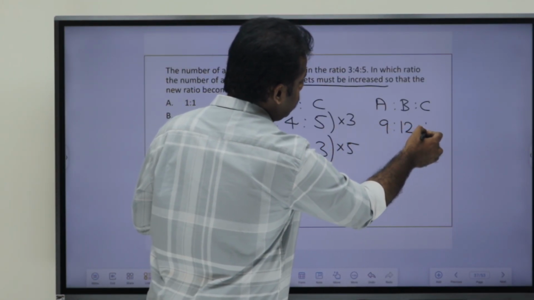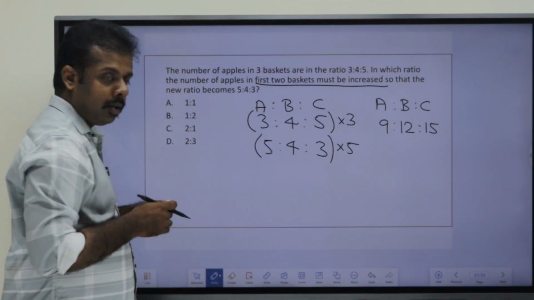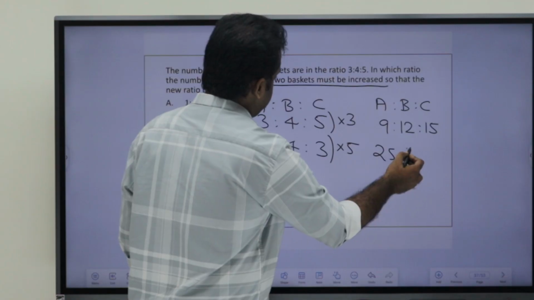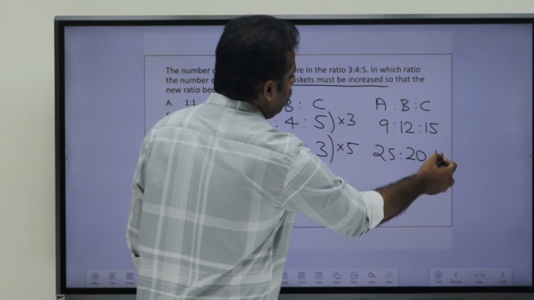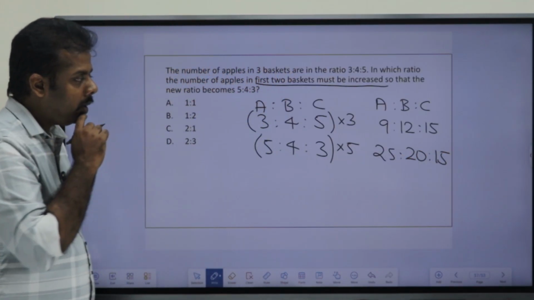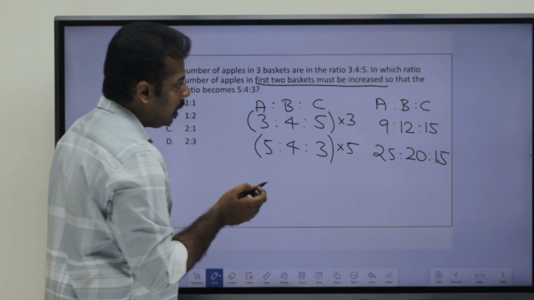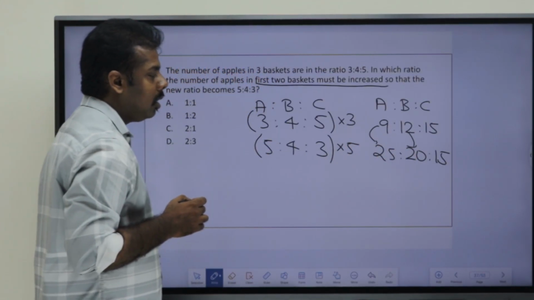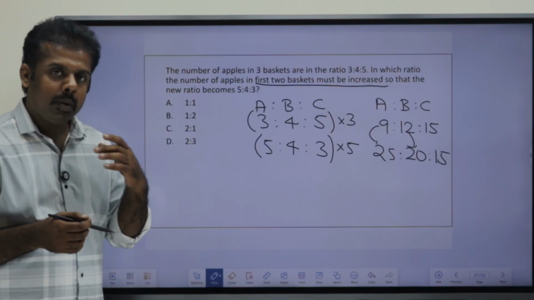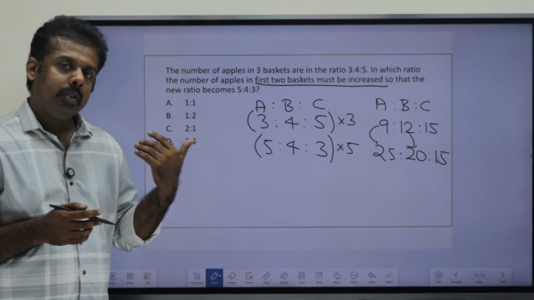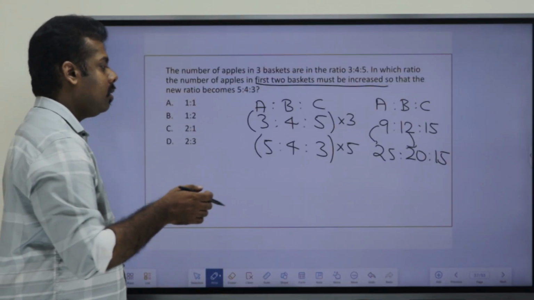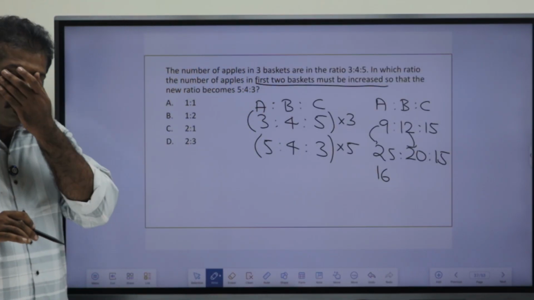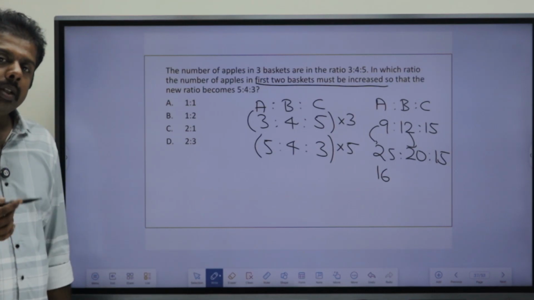Okay, 9:12:15, and the second ratio becomes 25:20:50. Okay, so we have made the value of C the same. Now, if we are just comparing the values in case of A and B, what is the change? The value of A in the ratio initially was 9, it has become 25. So, what is the increase of A? 16 ratio has been increased. In case of B, it was 12, now it has become 20. So, what is the increase?